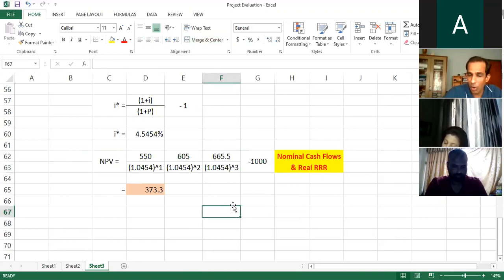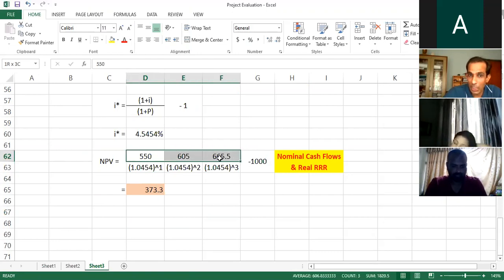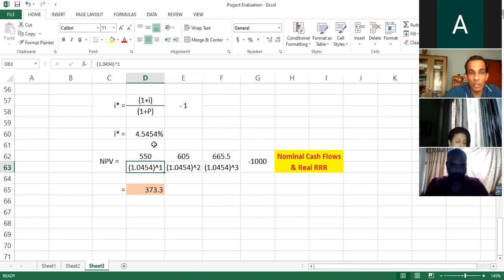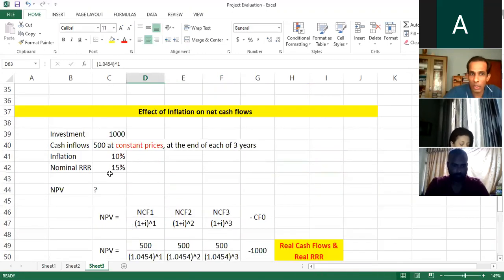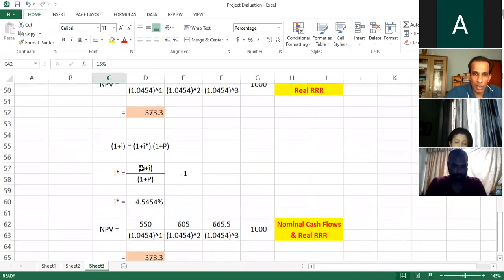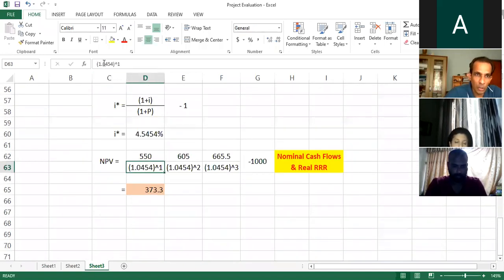Now, what is the discount rate we have to use? These are which cash flows? These are nominal cash flows. So we have to use 15%. If the cash flows are nominal, the required rate of return should be nominal. So here we have to use the nominal required rate of return. So it is 15%.